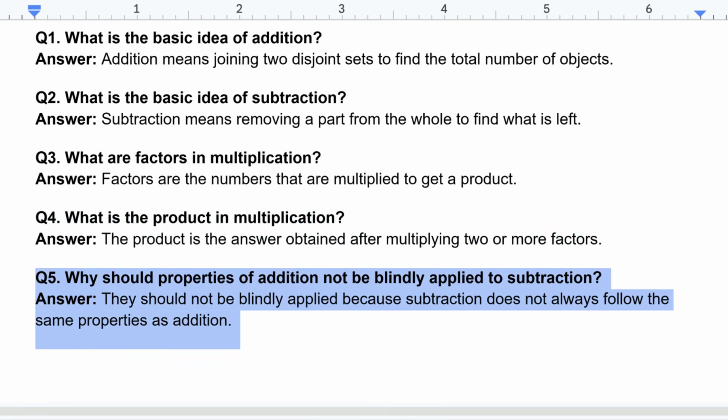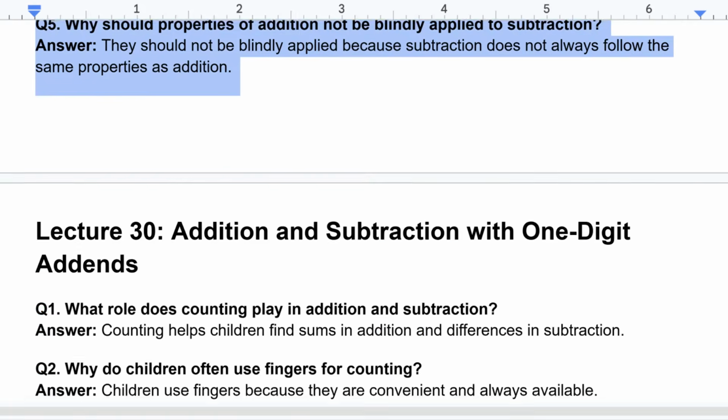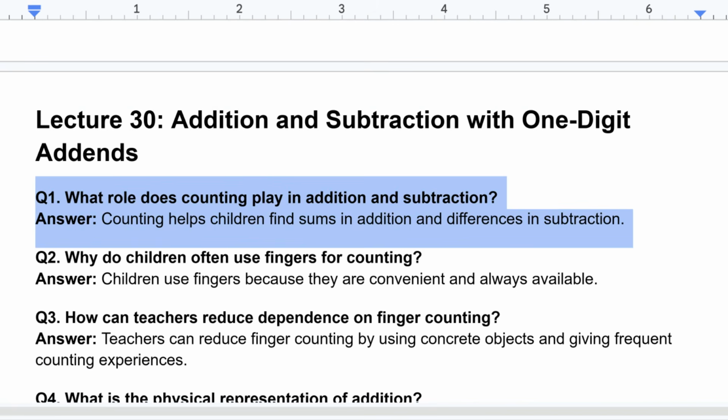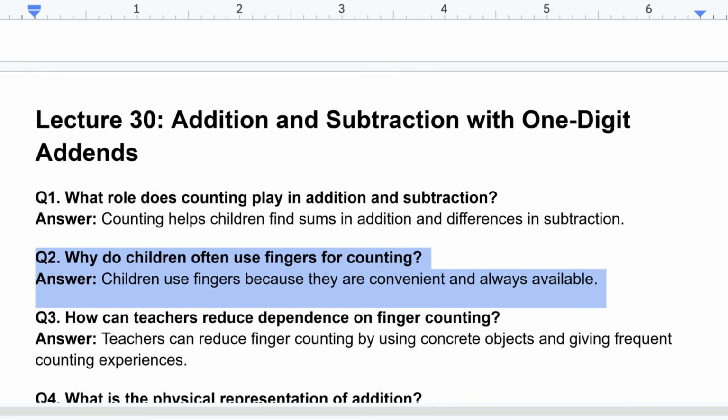Why should properties of addition not be blindly applied to subtraction? They should not be blindly applied because subtraction does not always follow the same properties as addition. What role does counting play in addition and subtraction? Counting helps children find sums in addition and differences in subtraction. Why do children often use fingers for counting?